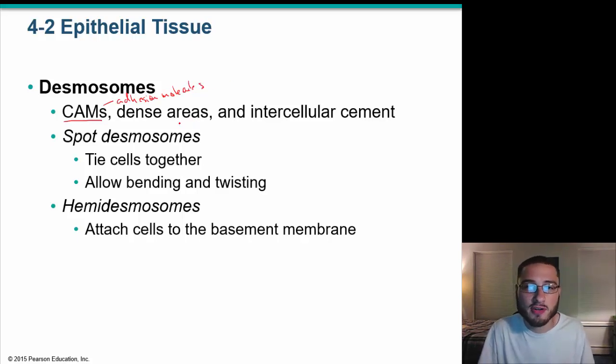Okay, dense areas, they're what we call intercellular cement. They're just going to make the cells stick together. And then there's different types. You have spot desmosomes, they tie the cells together, and then you have hemidesmosomes, which attach cells to that basal lamina or that basement membrane.